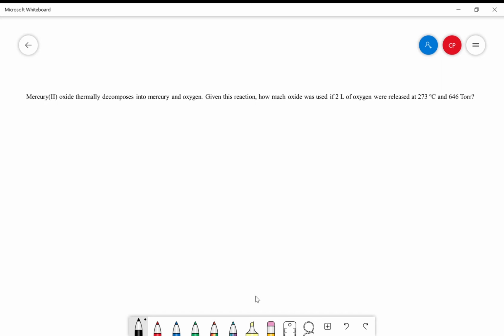Hello everyone, we are going to proceed and solve step by step this problem. As I said before, what we can see is that the mercury oxide thermally decomposes into mercury and oxygen. We have to write down that as a chemical formula. So that is mercury oxide is thermally decomposed into mercury and oxygen. Okay?